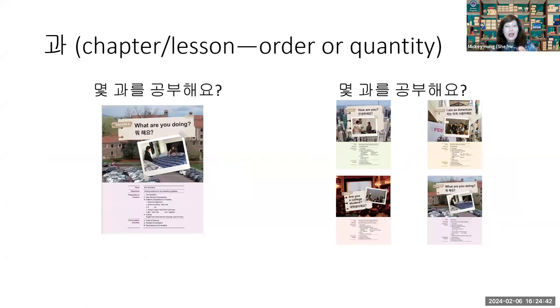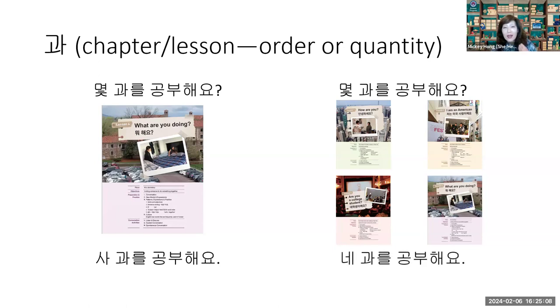과 is tricky. It's lessons or chapters. But if you answer this question, 몇 과를 공부해요? We don't know the context of the question because it could be 사과를 공부해요. When you answer with a Sino-Korean number, it's an ordinal number. So it's saying we study lesson number four. We study the fourth lesson. But this question could also mean how many lessons are you studying? If you answer with 네 과를 공부해요, then you're answering we are studying four lessons. You can say 과를 몇개 공부해요 to clarify you want quantity, not the lesson number.